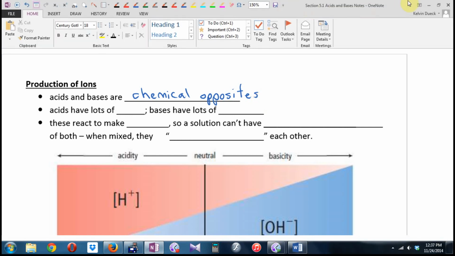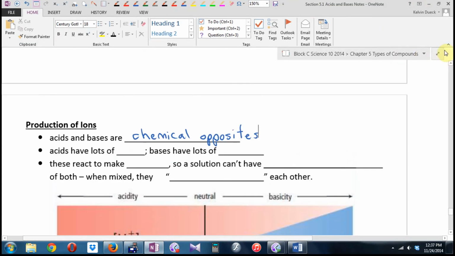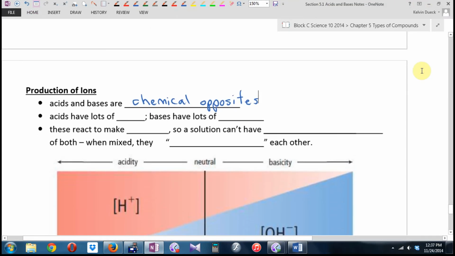Acids and bases are chemical opposites. What does that mean? Well, it means that acids have lots of H+, or protons, to get rid of. And those protons want electrons, which is why acids can rip electrons from your skin and burn. Bases have lots of OH negatives, hydroxide ions, which want a proton. They're negatively charged.